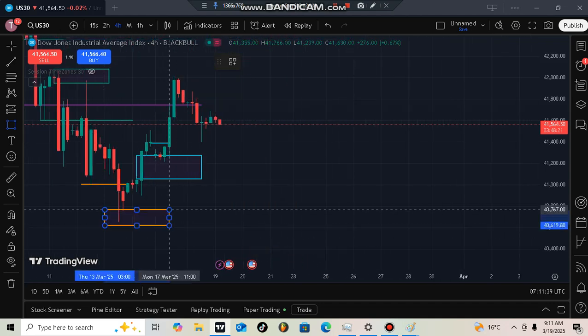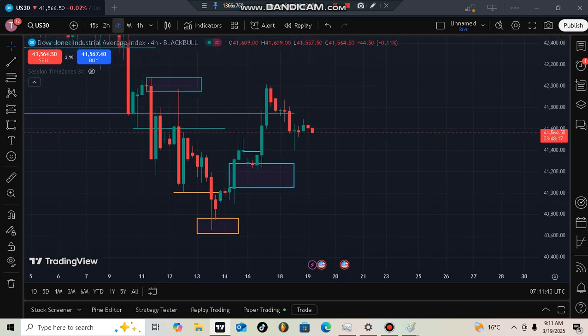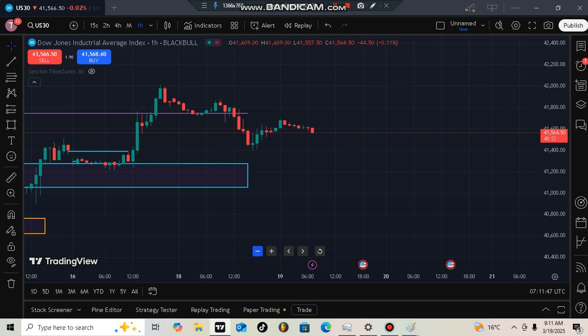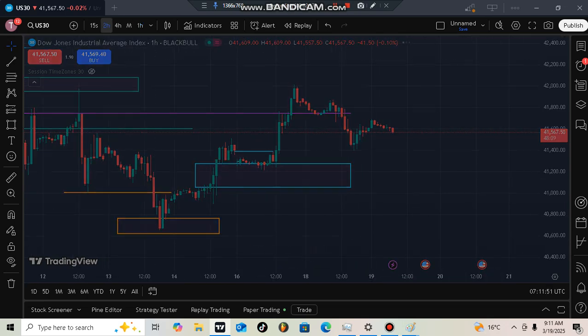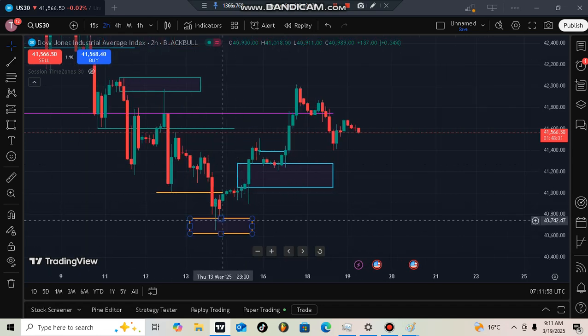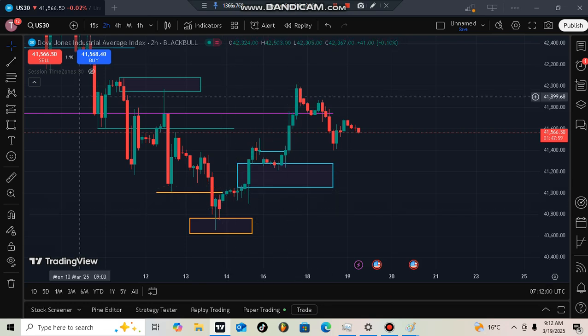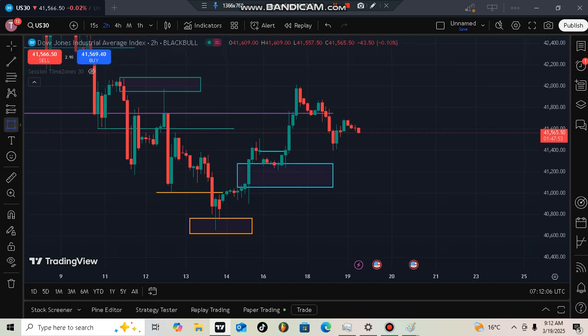Then the market came to an area of rest. The market gave us this anchor formation right here. After this anchor formation, the market gave us this first leg, came back, and gave us this second leg. So instantly I knew we might expect a change of character here.